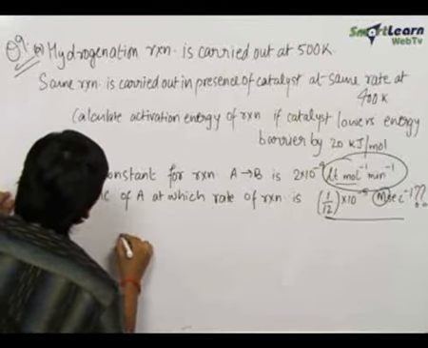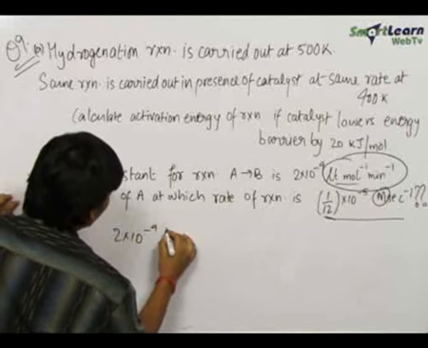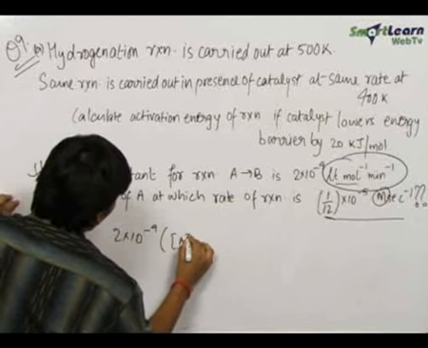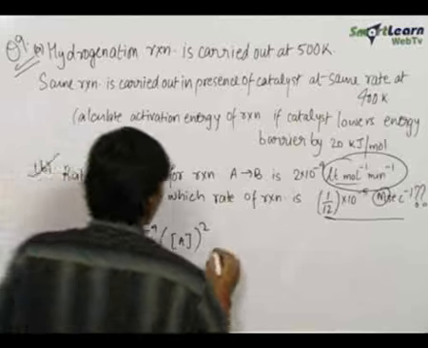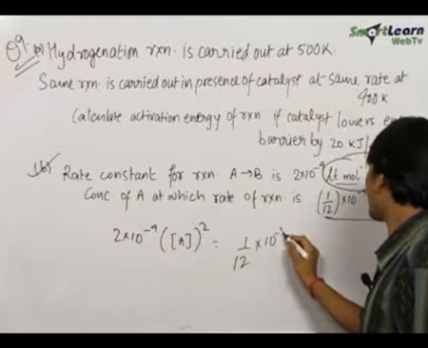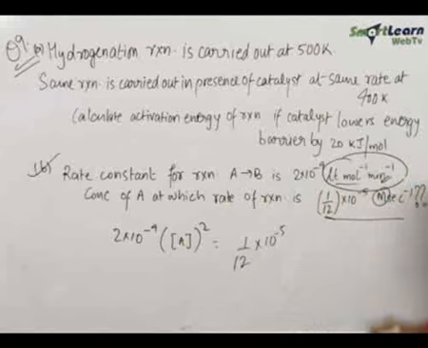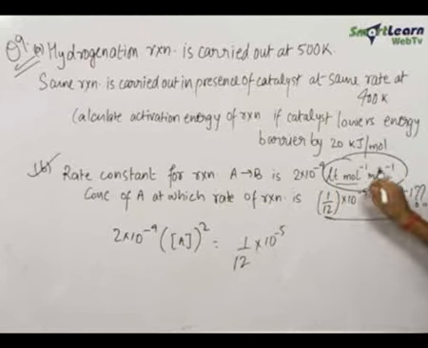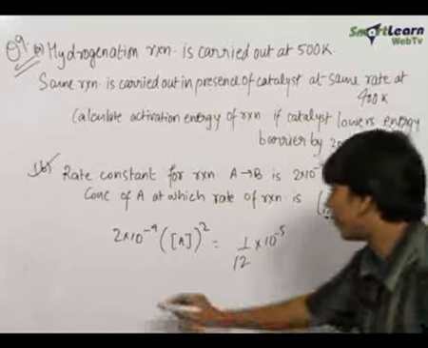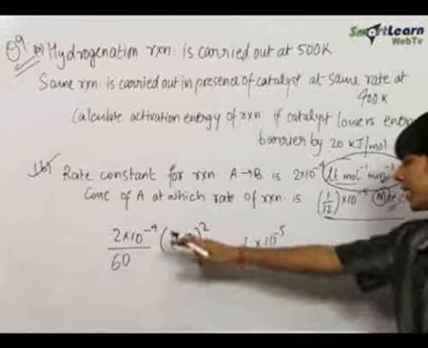Therefore we can now write 2 into 10 raised to the minus 4 into concentration of A whole square. This is equal to 1 upon 12 into 10 raised to the minus 5. Now again, this rate is given in minute inverse and this is given in second inverse. This is where students commit mistake. Therefore we should divide this by 60 to convert it into second inverse.